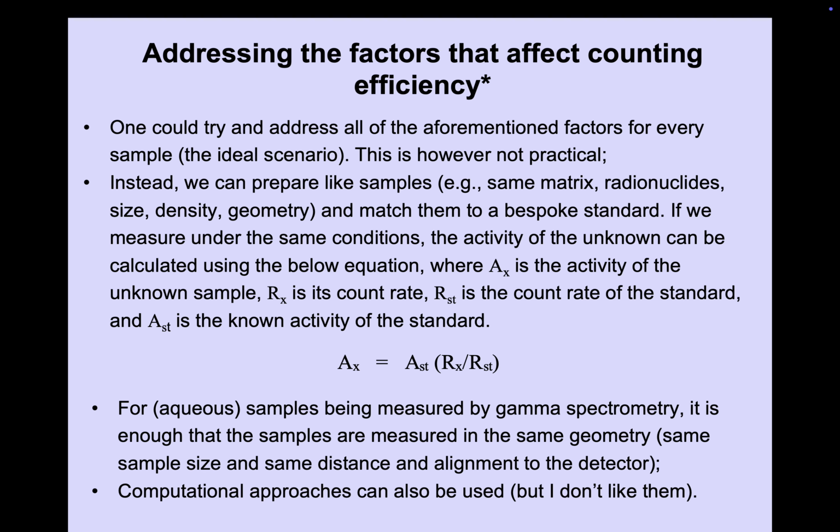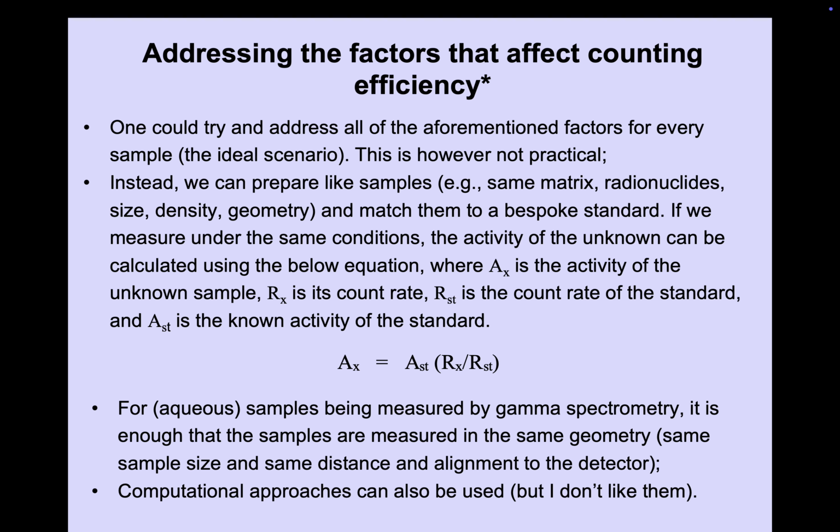And then if we have that standard and we measure everything under the same conditions, the activity of the unknown can then be calculated relative to our standard using the below equation. And that allows us to rule out having to think too much about all of these different factors that affect efficiency. In that equation, we have AX, which is the activity of the unknown sample, RX is its count rate, RST is the count rate of our standard, and AST is the known activity of our standard.